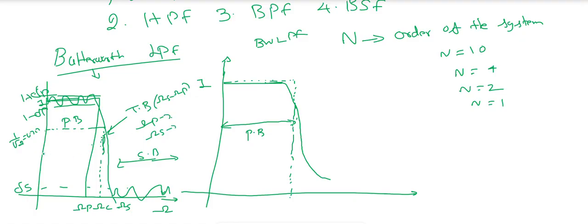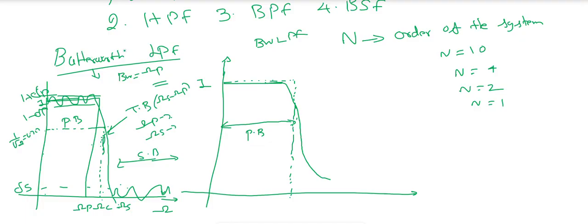So the pass band is the bandwidth, so bandwidth is equal to omega p, the pass band edge frequency. This is our cutoff frequency. The 1 by root 2, 0.707, is the cutoff frequency. So this is the pass band edge frequency, the stop band edge frequency, the ripples in the stop band, and the ripples in the pass band.